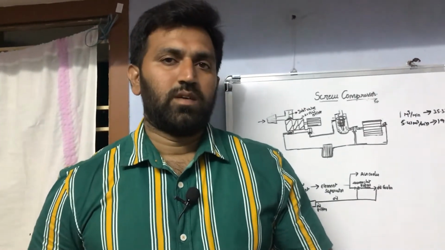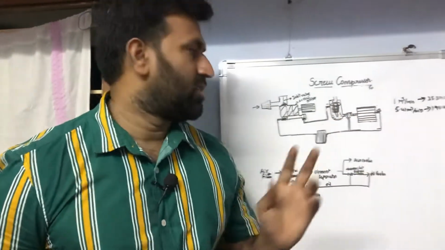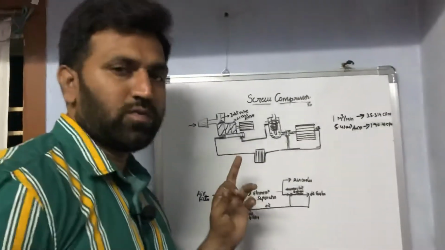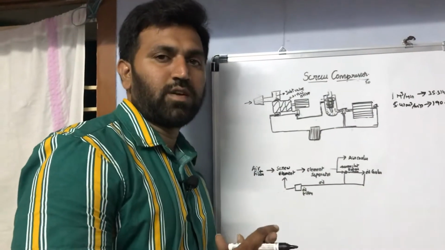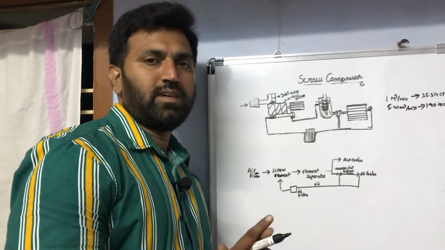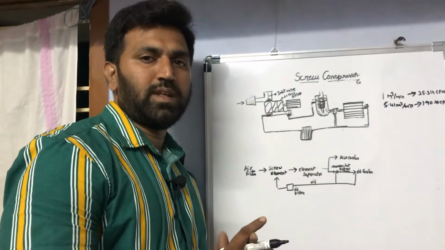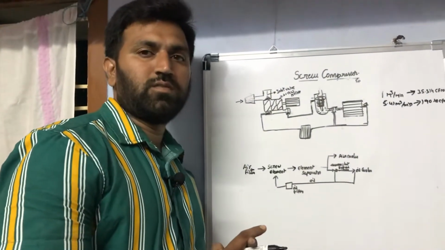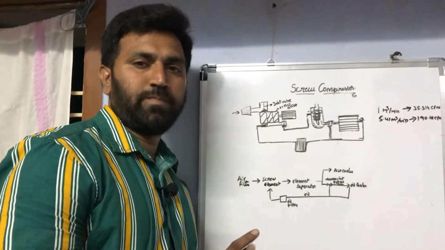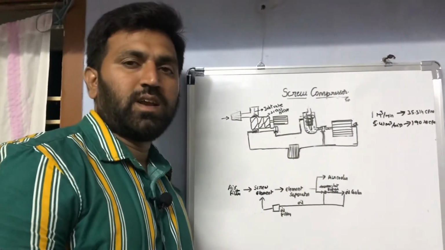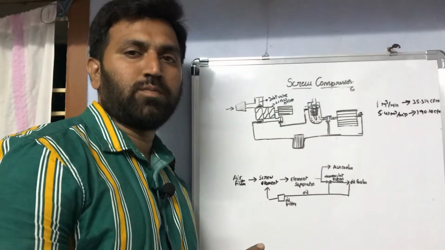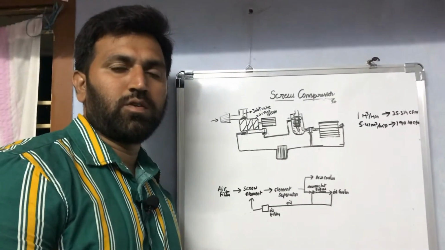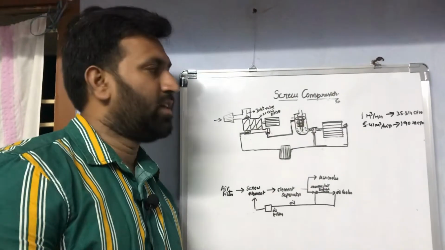Today you can observe here a screw compressor schematic diagram. The capacity of a compressor should be expressed in CFM or in meter cube per minute. In our industry we are using 8 kg. Our industrial applications range from 5 kg to 12 kg pressure. Our maximum pressure is 12 kg, and we are using about 5 to 8 kg pressure in our industry.